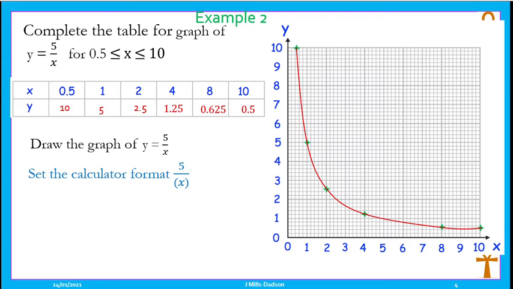Also, you can see the graph is asymptotic to both the y and x axis, or the graph is asymptotic to both x equals 0 and y equals 0. So note the keywords properly.